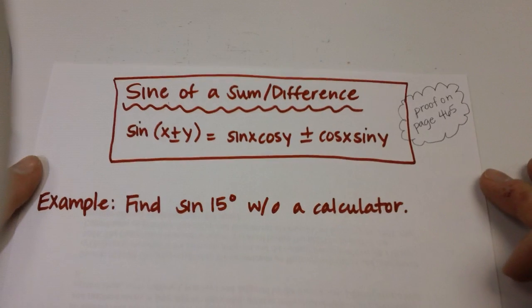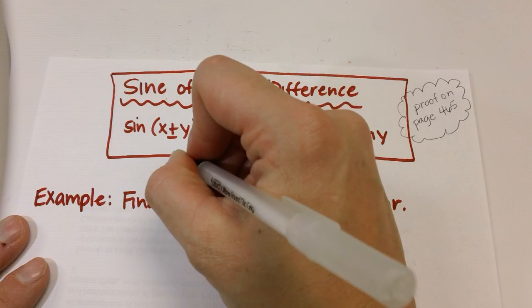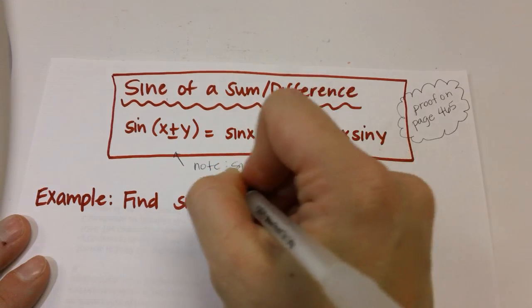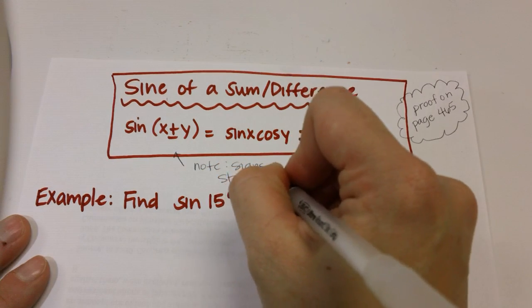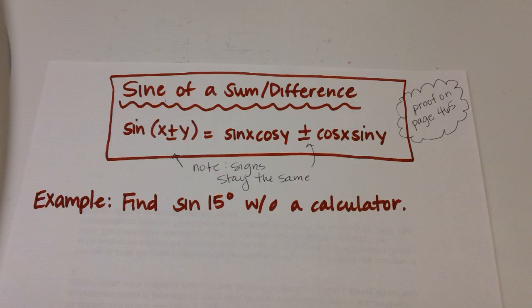Alright, the next identity is the sine of a sum and difference, okay? The proof for this is on page 465 if you'd like to go look at it. And basically what this one says is the sine of x plus or minus y is equivalent to the sine of x times the cosine of y plus or minus the cosine of x, the sine of y. Note in this one that our signs stay the same. Okay, so if we're adding our 2 angles, we're going to be adding in our solution. If we're subtracting our 2 angles, we're going to be subtracting in our solution.